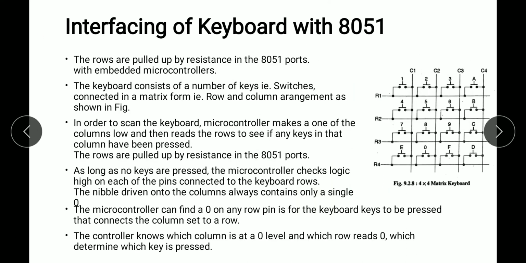After that, interfacing of the keyboard with the 8051 microcontroller, where the rows are pulled up by resistors in the 8051 ports. The keyboard consists of a number of keys, that is switches, connected in a matrix form, that is a row and column arrangement as shown in this figure. This is the row and column arrangement. Four rows are present and four columns are present. The four rows are R1, R2, R3, R4, and the four columns are C1, C2, C3, C4.